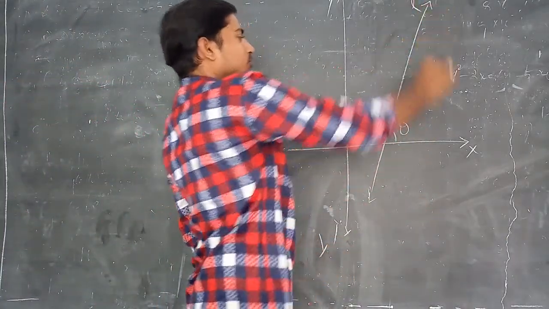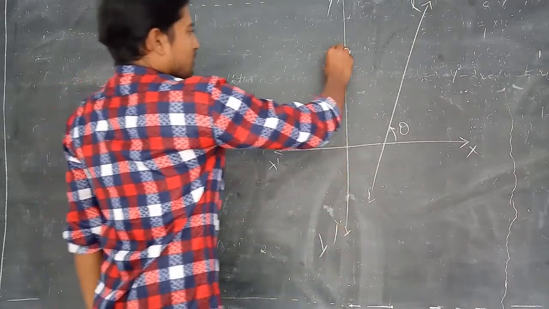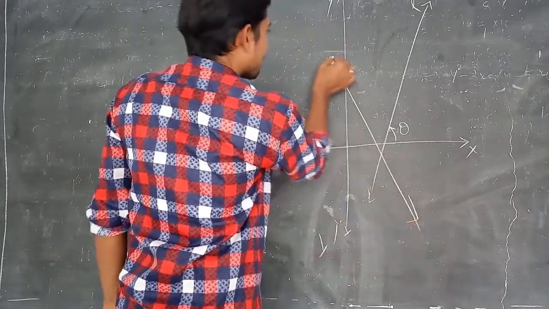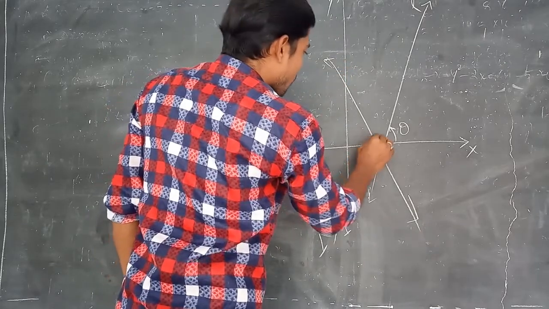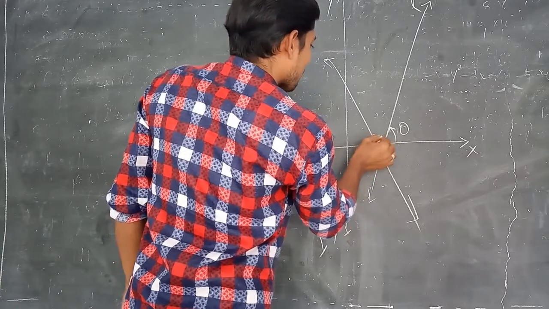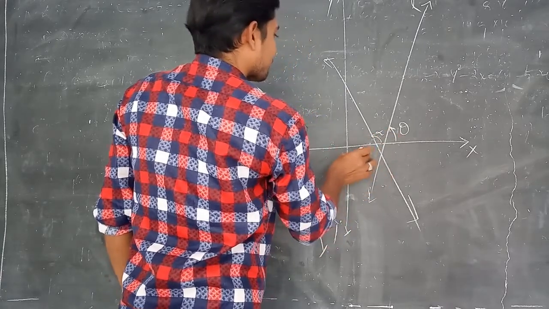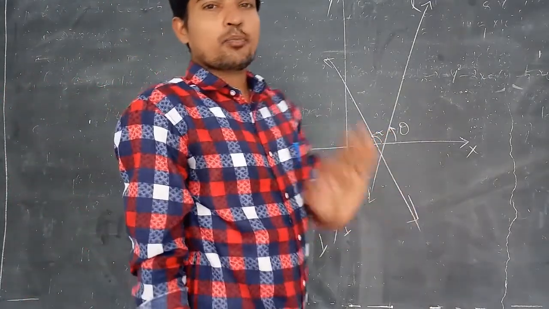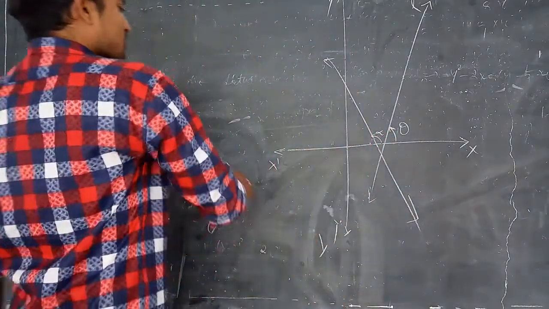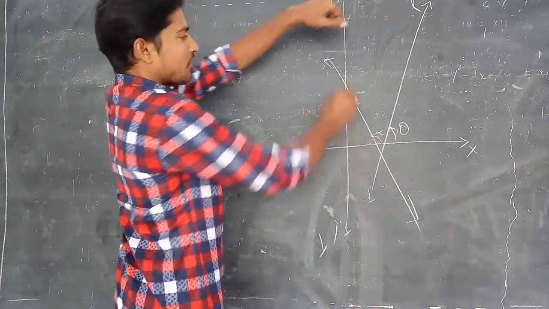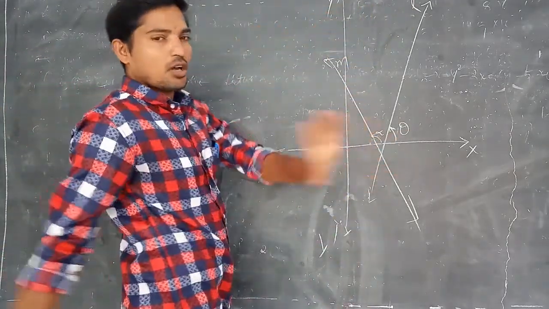Suppose L, and that can be shown like this. Alpha. Here, theta and alpha are positive angles. These are called the steepness of a line. The steepness of line L is theta and the steepness of line M is alpha.